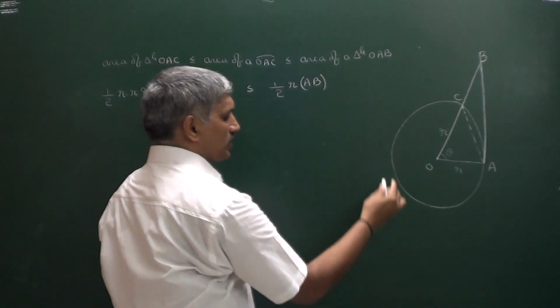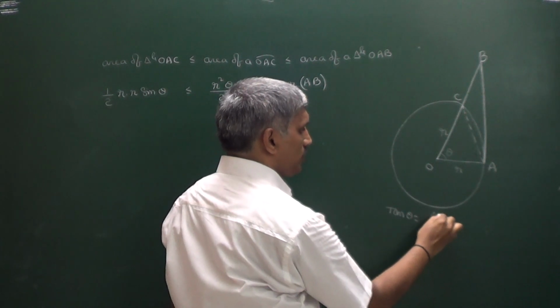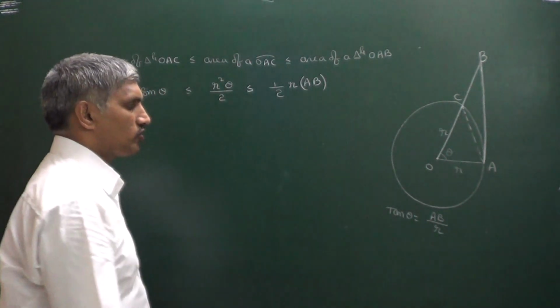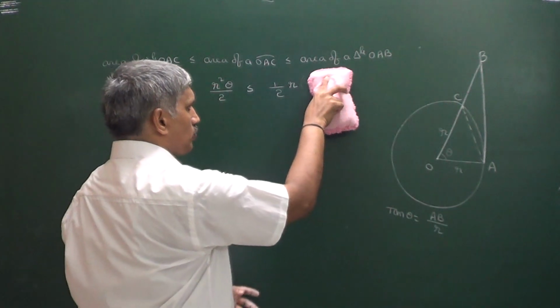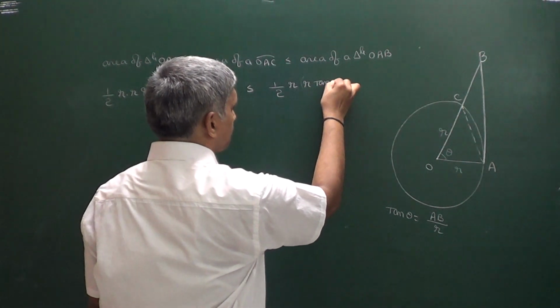Now tell me, from this triangle, what is tan theta? Tan theta is equal to AB divided by r. So I can write AB is equal to r tan theta. So in place of AB I am writing r tan theta.